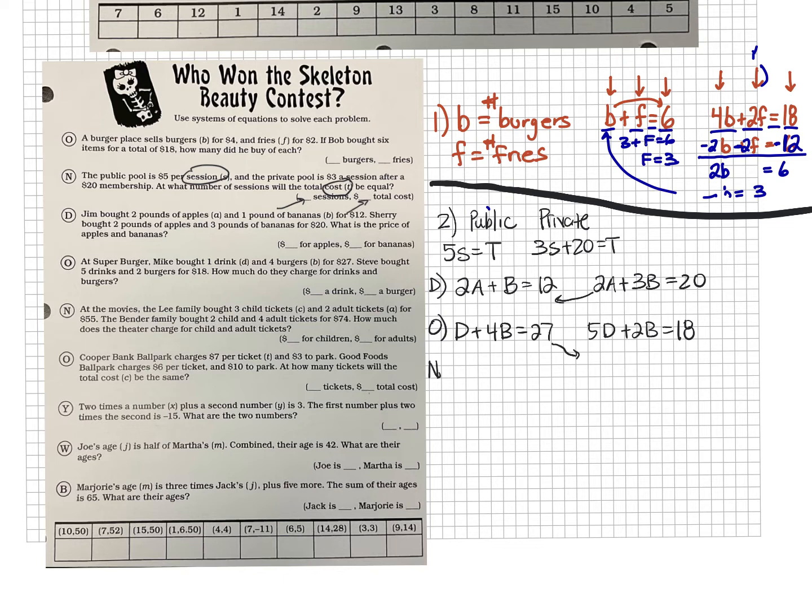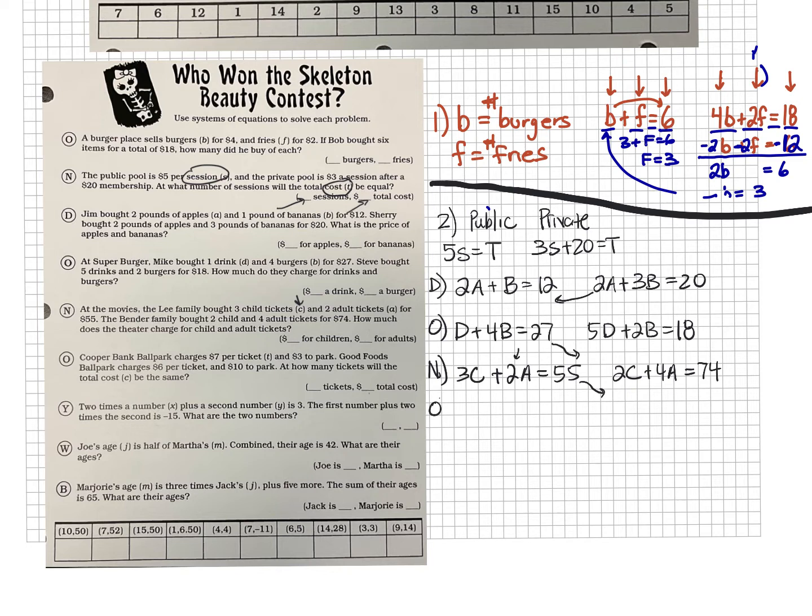For N, at the movies, the Lee family bought 3 child tickets, and they say use C for that. So 3 C's and 2 adult tickets, 2 A's, for $55. The Bender family bought 2 child tickets and 4 adults for $74. How much does this theater charge? So for this one, I'd probably use elimination as well. I'd put this one under here and make everything negative 2 times bigger. So the 2 turns into a negative 4 and we'll cancel out the 4 A's. So you have to do a little bit of work there.